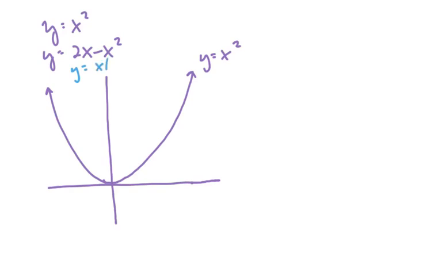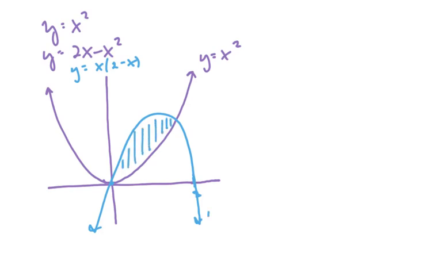Well, I know that I can factor out an x, and I have 2 minus x. So I know that I cross the x-axis at x equals 0 and x equals 2. So I have an upside-down parabola looking like this. Now you just have to do a sketch. It doesn't have to be exact. So when I find the area between the two curves, I'm looking for this blue shaded area. On this problem, we have y equals x squared and y equals 2x minus x squared.